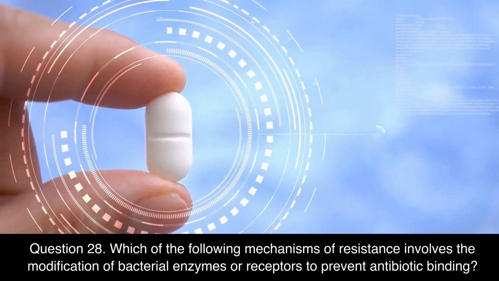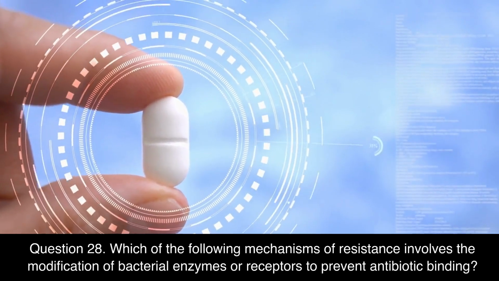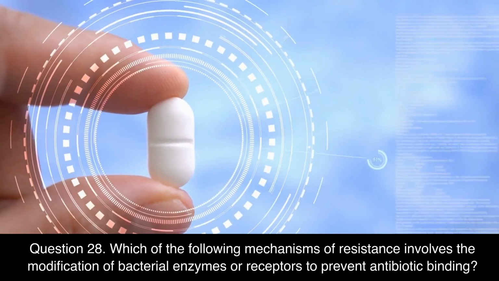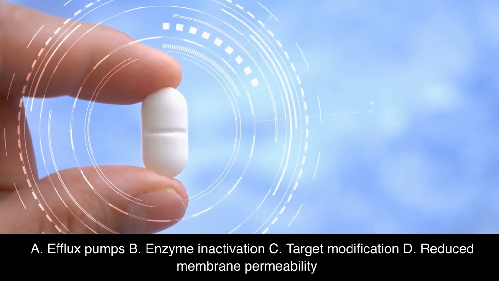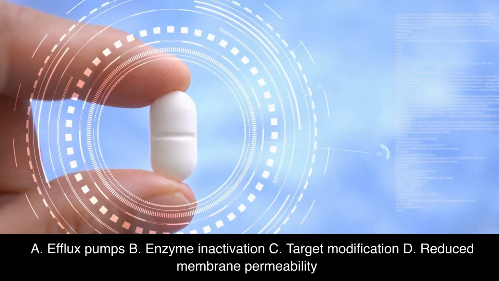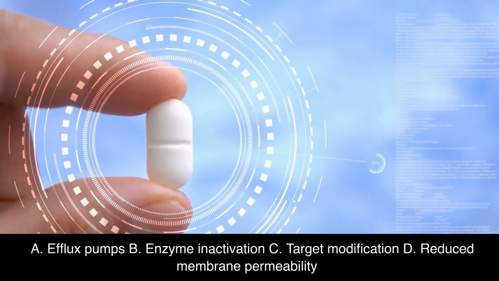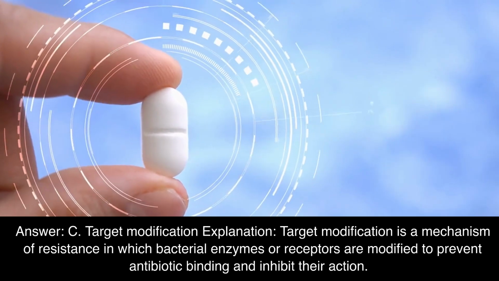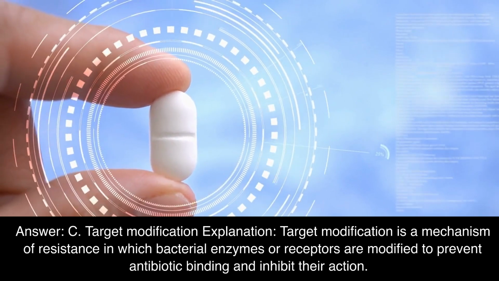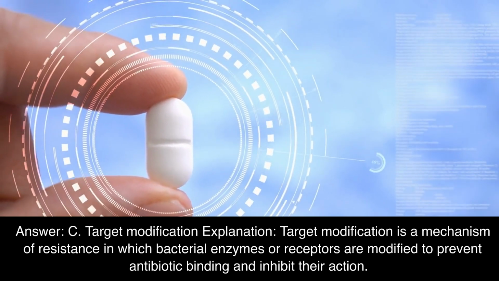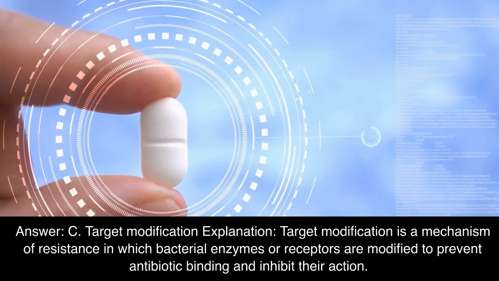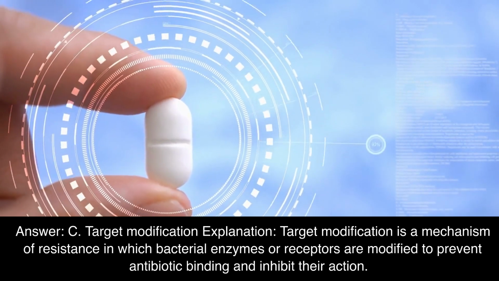Question 28. Which of the following mechanisms of resistance involves the modification of bacterial enzymes or receptors to prevent antibiotic binding? A. Efflux pumps, B. Enzyme inactivation, C. Target modification, D. Reduced membrane permeability. Answer: C. Target modification. Explanation: Target modification is a mechanism of resistance in which bacterial enzymes or receptors are modified to prevent antibiotic binding and inhibit their action.